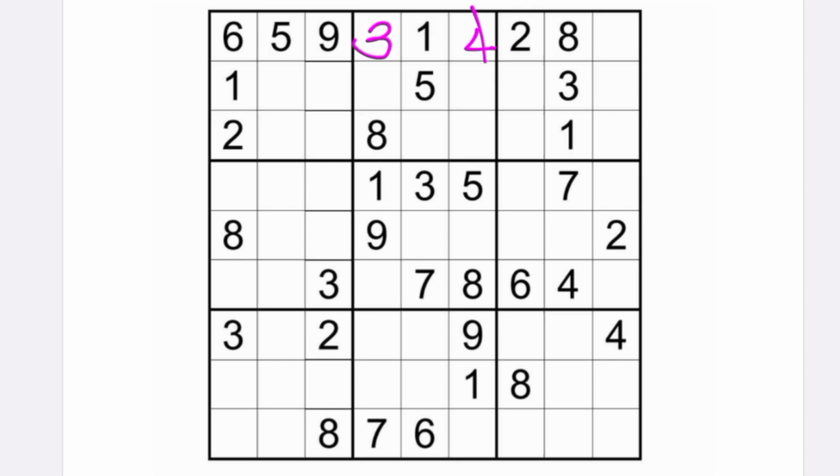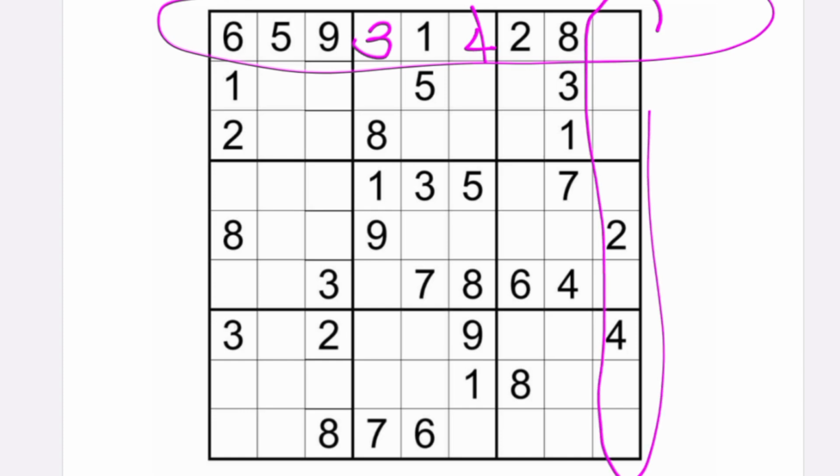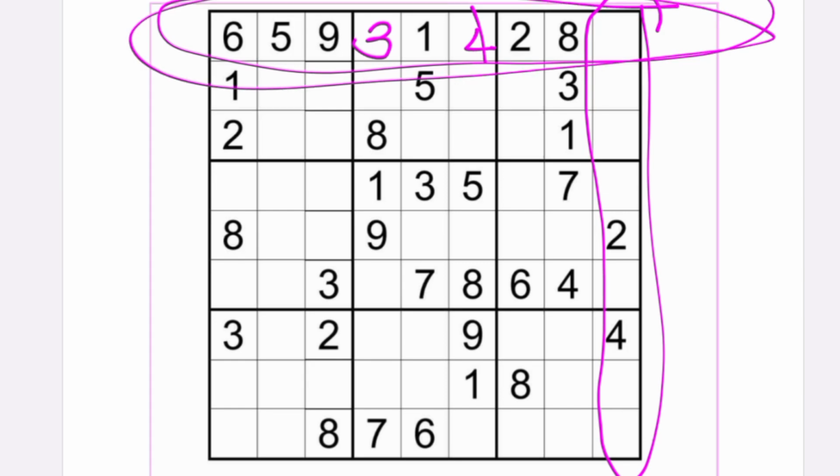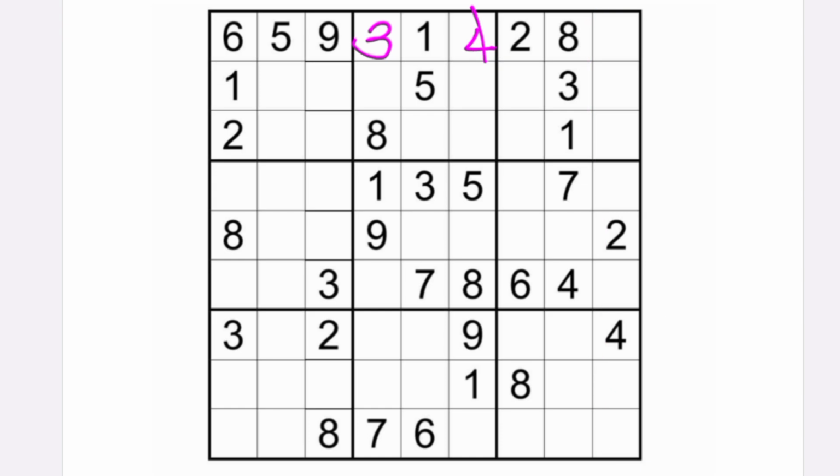So in the first column, we have the numbers 1, 2, 3, 4, 5, 6, and the number 7 is missing. Let's check first the row. As we can see, it's all clear. There's no repetition in this row, also this row. So it is safe to put the number 7.